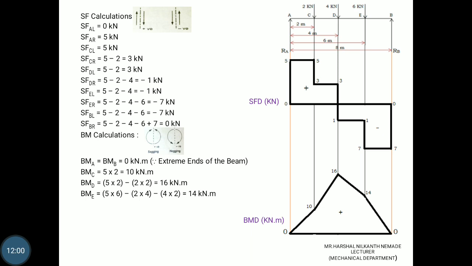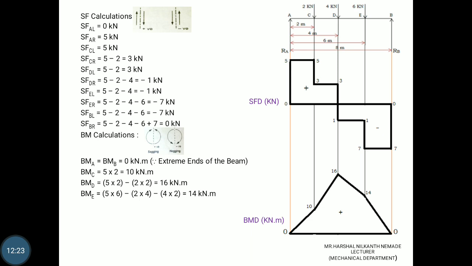Bending moment at A is equal to bending moment at B is equal to 0 kilonewton meter since these are extreme ends of the beam. So bending moment at C is equal to how much? You may see at C point it will be 5 multiplied by 2, is equal to how much? 10 kilonewton meter.